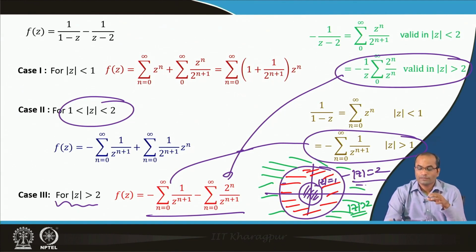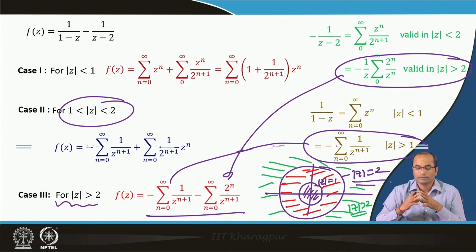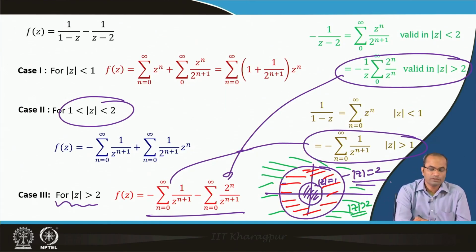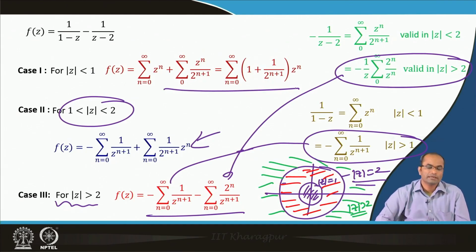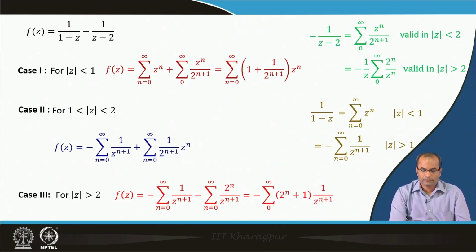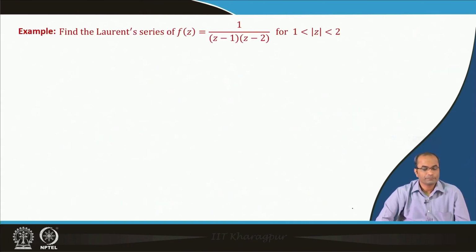In this expansion we are going to have only negative powers. So, in the outer region, mod z greater than 2, we are getting only negative powers. In the annulus we were getting positive and negative powers, and inside the disk where the function was analytic we were getting only positive powers of z. Well, so this we can club, and then we have this in compact form.